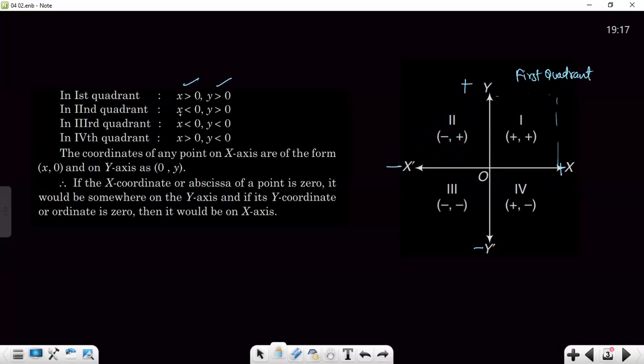So negative x and positive y for the second quadrant. In the third quadrant, there will be negative x and negative y. I'm discussing this one: negative x and negative y. In the fourth quadrant, this one, positive x and negative y. So these are some things to remember.